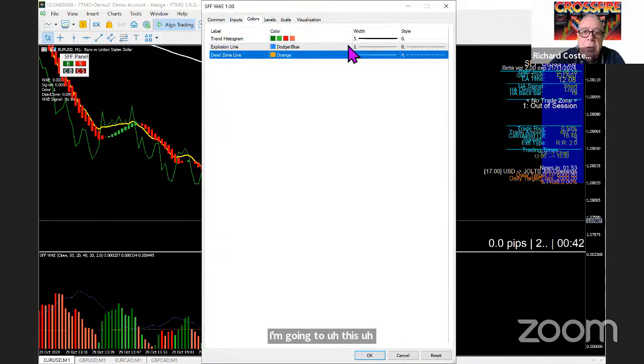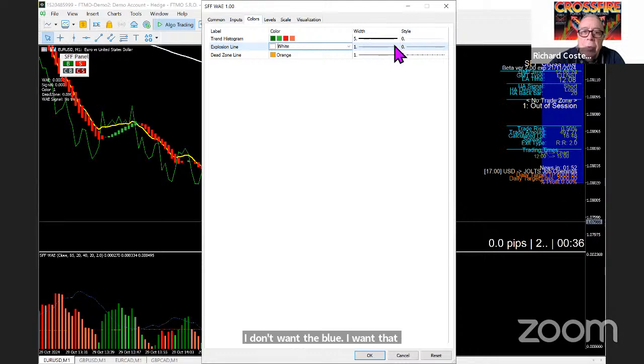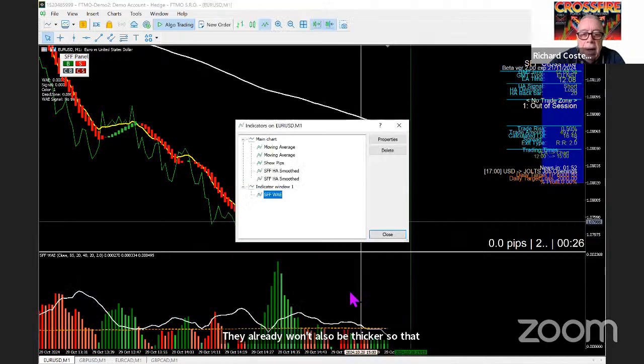Go to colors. I don't want the blue. I want that to be white. I want this to be thicker. And I want the orange one to also be thicker. So that is more like what I like to see. You can now see this white line. It was really difficult to see the dark blue line.